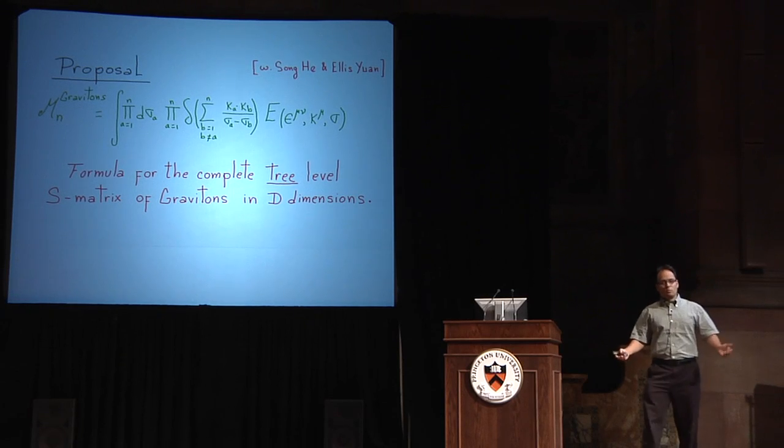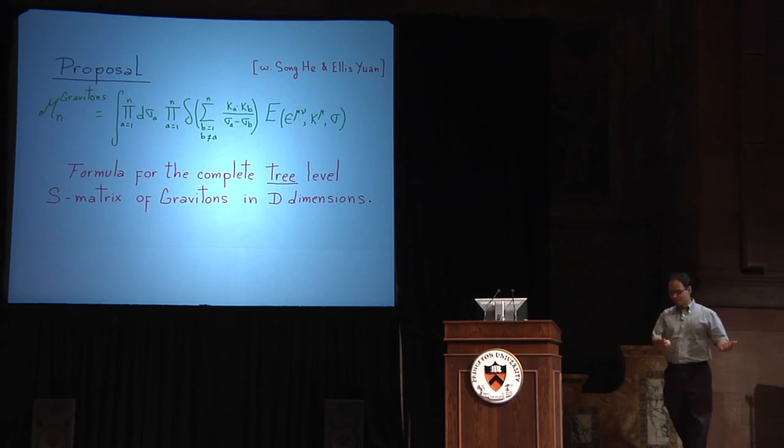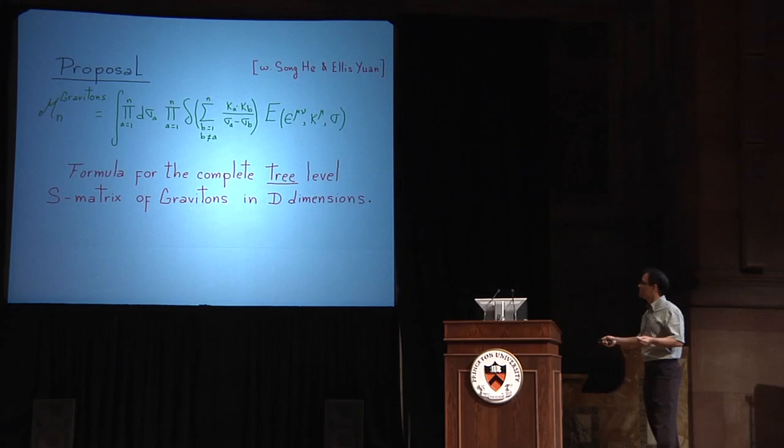So we fell in love with these equations. They seem to know a lot of physics. All you need to do then is to think that, or to believe that there is a formula that computes the full S matrix, or the full tree-level S matrix of gravitons in d dimensions. A formula like this must exist.